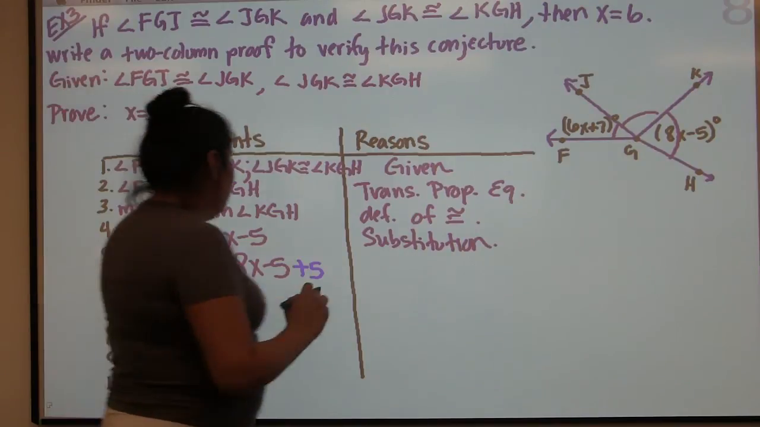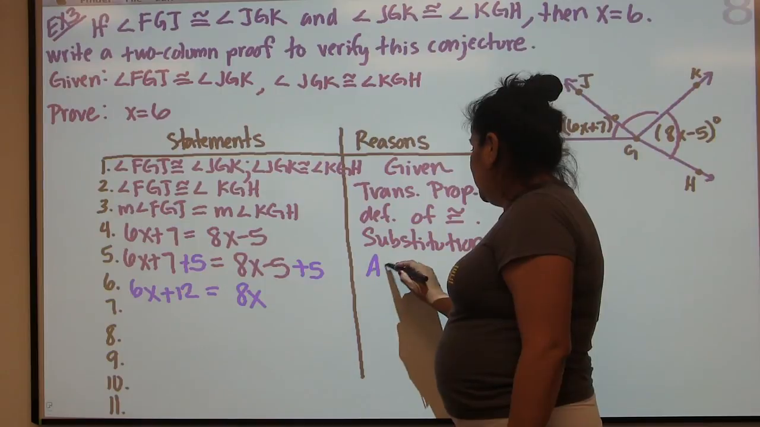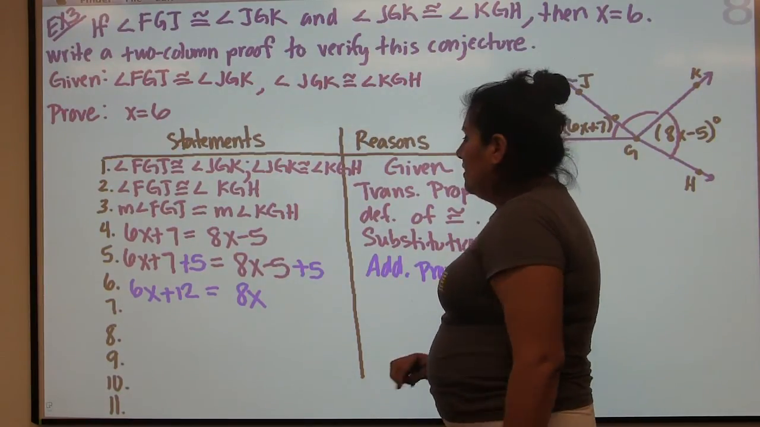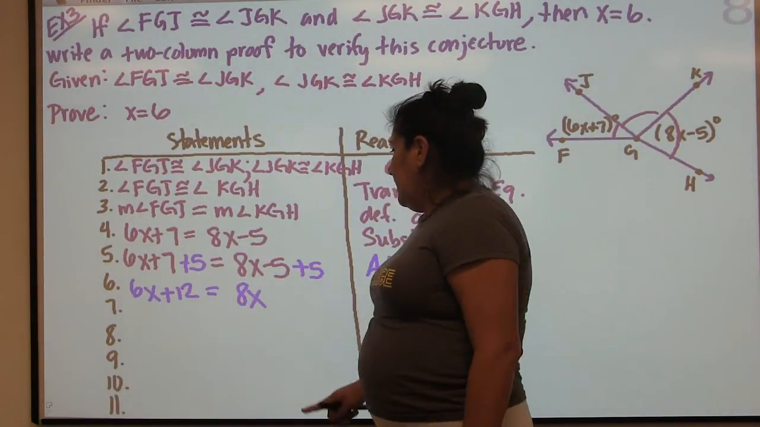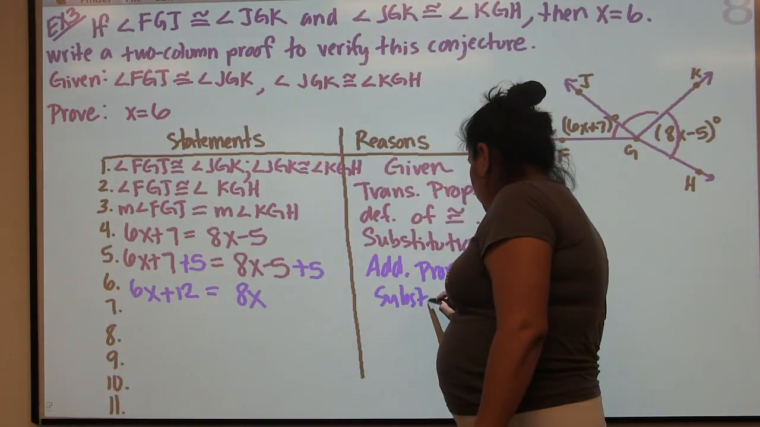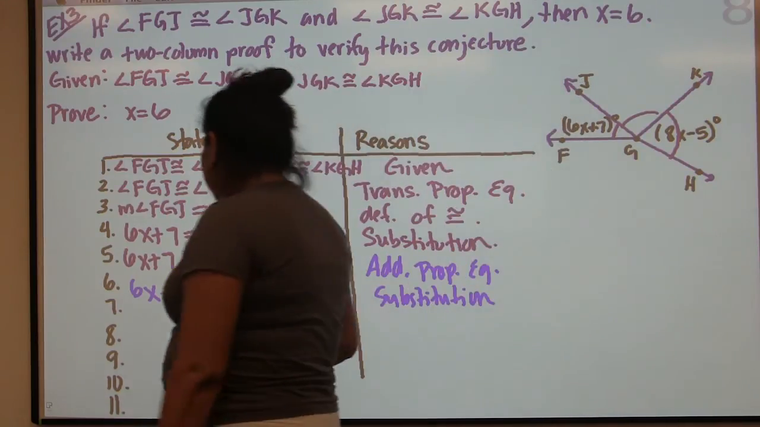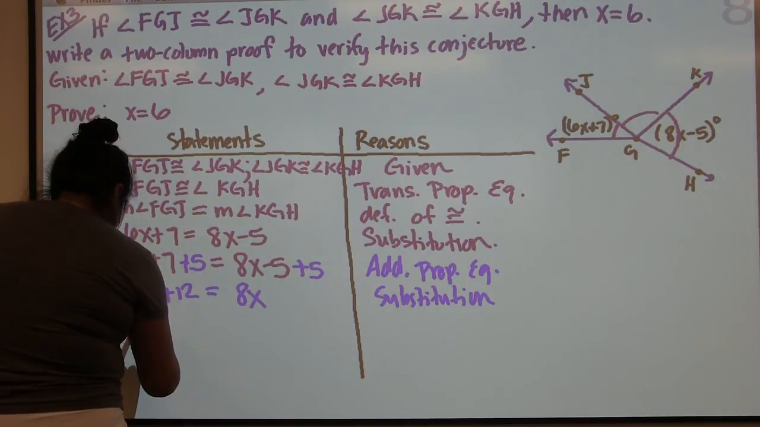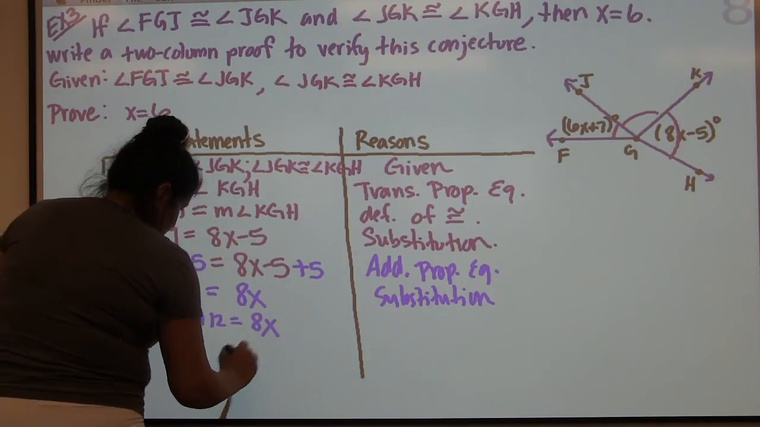So first of all, I've kind of skipped some steps here. So step 5, we're adding 5 to both sides, so we get addition property of equality. And then in step 6, what I'm doing is I'm replacing 7 plus 5 with 12, and I'm replacing negative 5 plus 5 with 0. So that's substitution. Okay, and then we want to put our x's on the same side as well. So we're going to go 6x minus 6x plus 12 goes 8x.